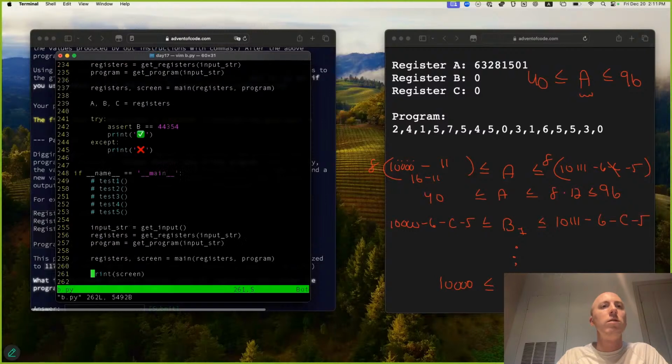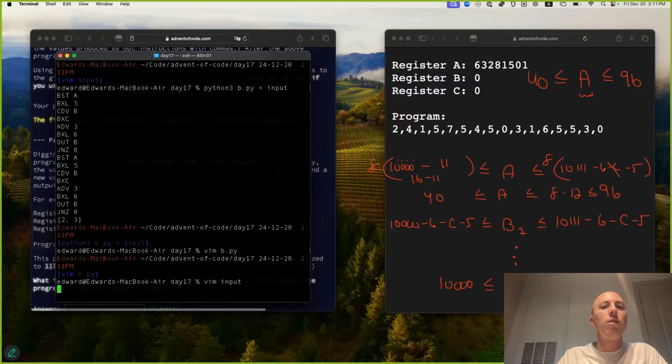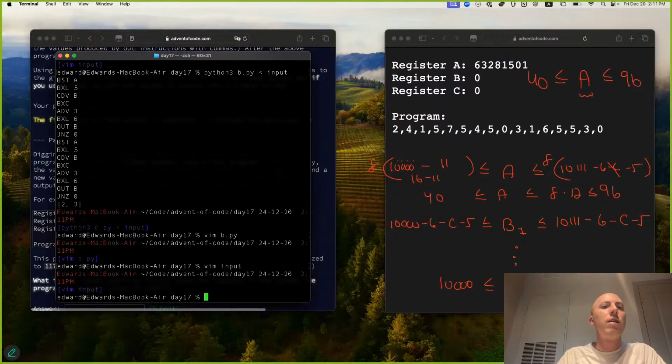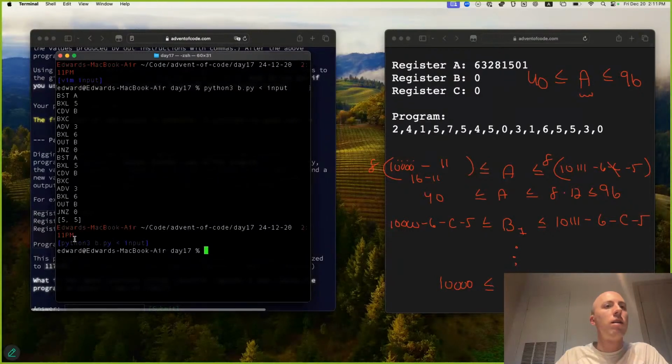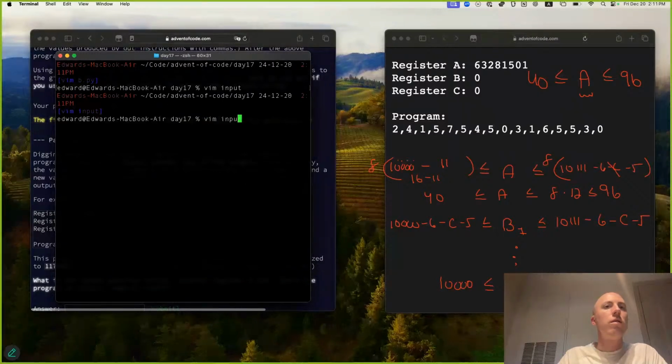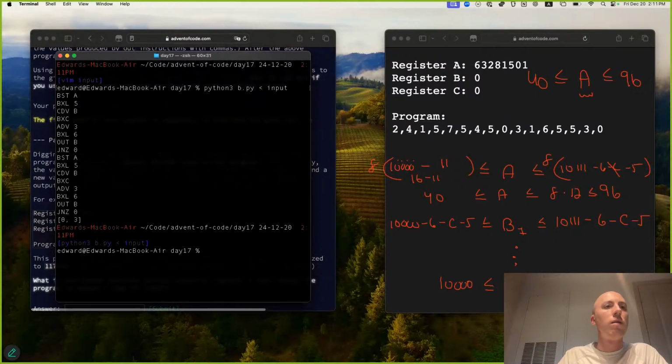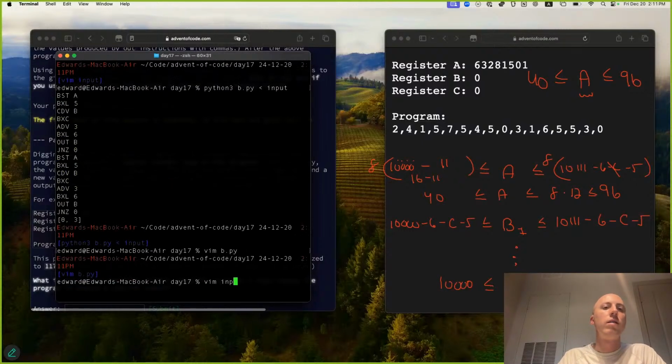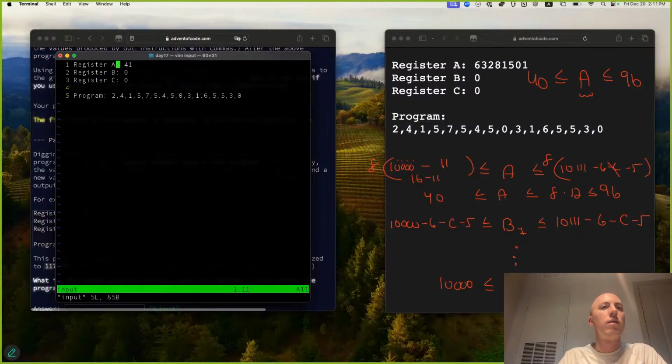So let's see what happens if we do it to 39. Output of 5. One. Output a 0. That's not right. Go up to like 60.